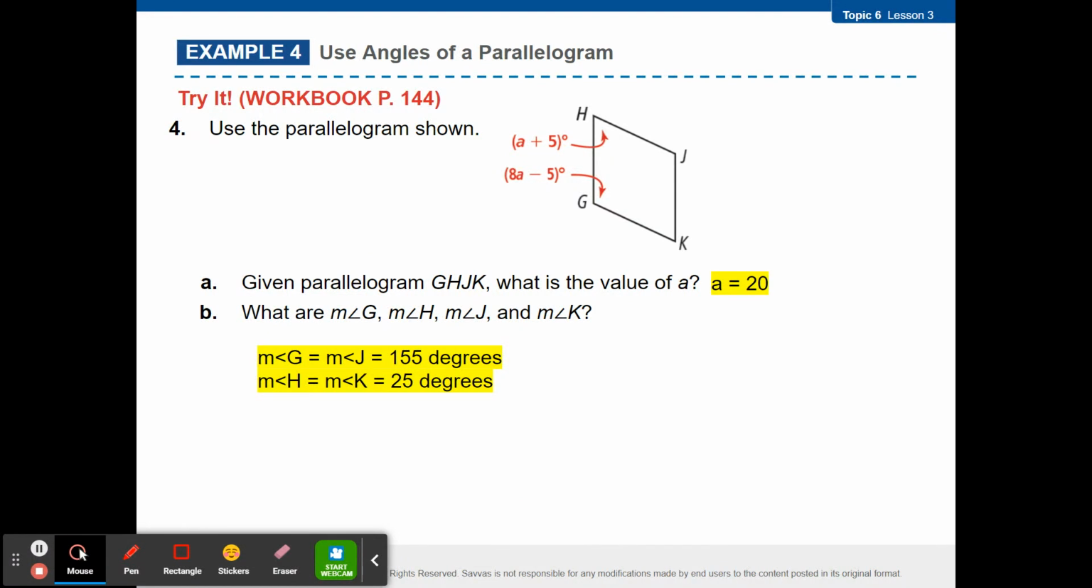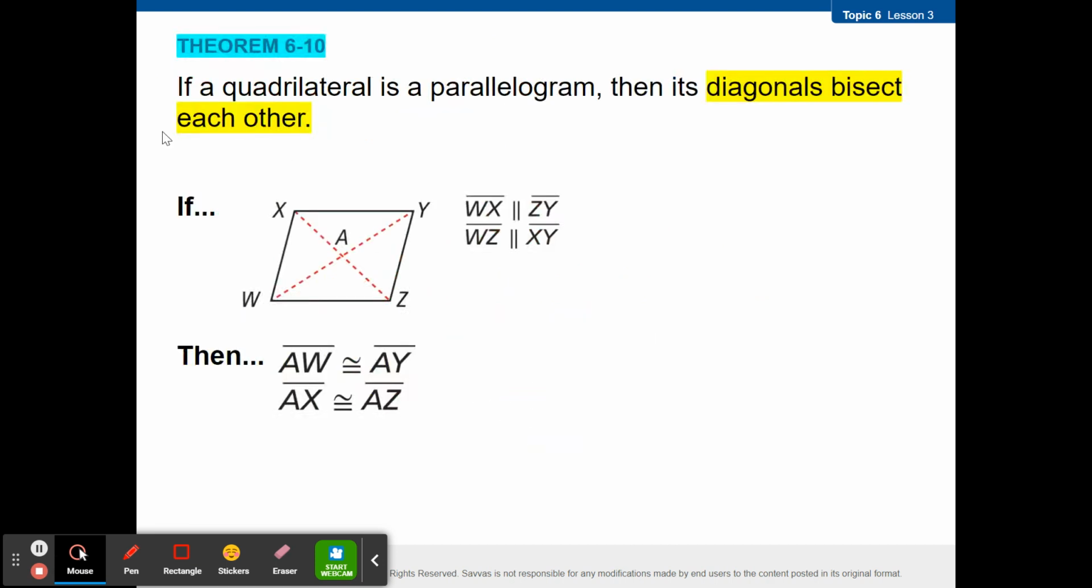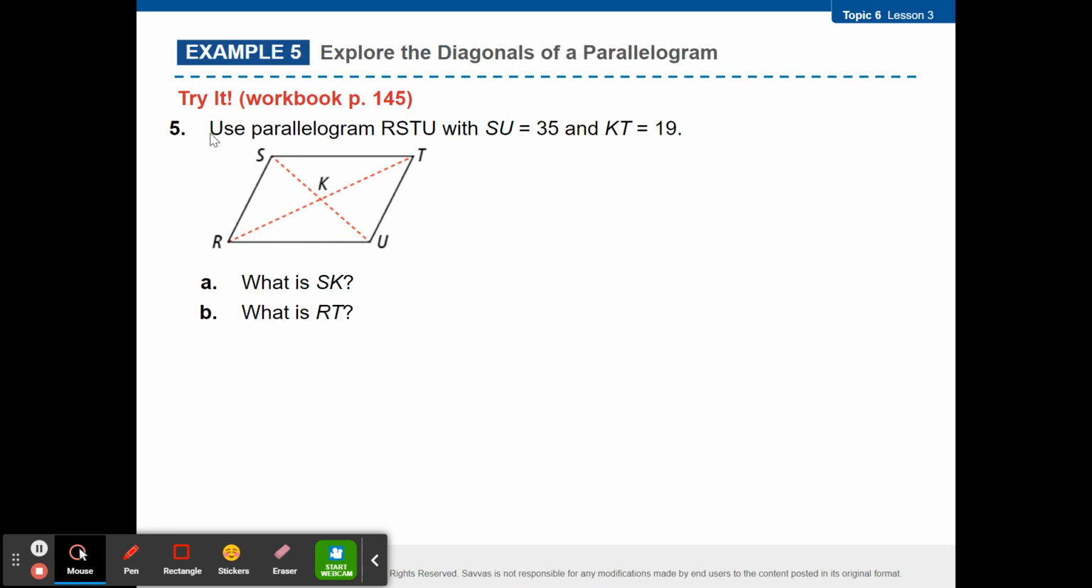Alrighty, let's move on. All right, so theorem 6.10: if a quadrilateral is a parallelogram, then its diagonals bisect each other. That is very important. There's a lot of rules to parallelograms, guys, just FYI. That's why we're trying to take this as slow as possible.